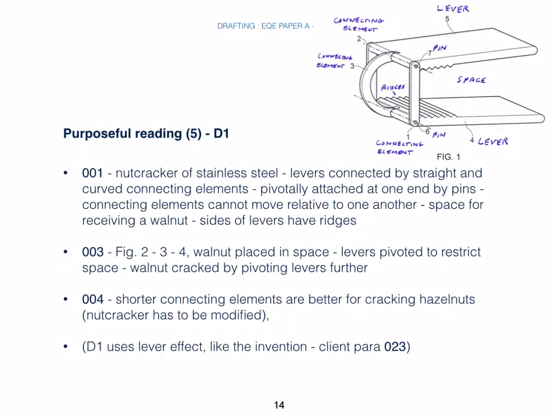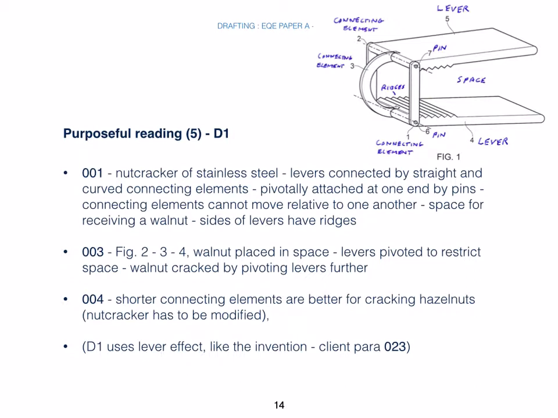So we already saw the operation by looking at the drawings, and I've noted down walnut placed in space, levers pivoted to restrict space, walnut cracked by pivoting levers further. Those were the features which I underlined. And then we go to paragraph 4.